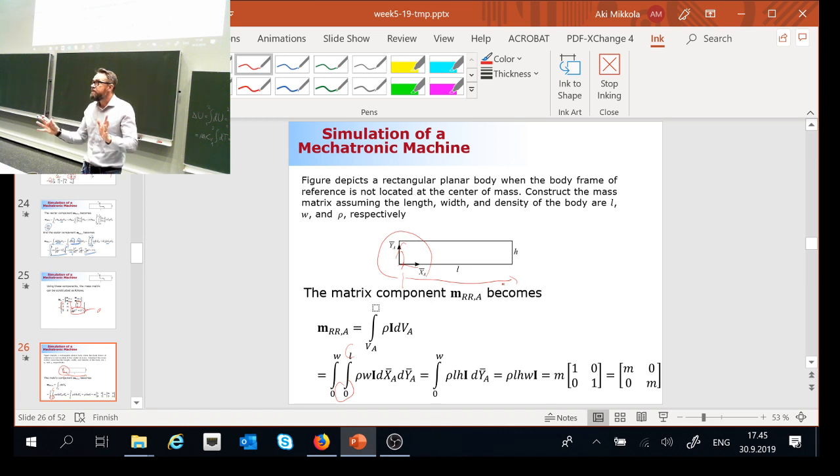No change. The body mass is not going to change depending on where you put your body reference coordinate system. It will not change, because that would make no sense whatsoever. So if someone says that the body weight depends on where you put your body reference coordinate system, that's nonsense.